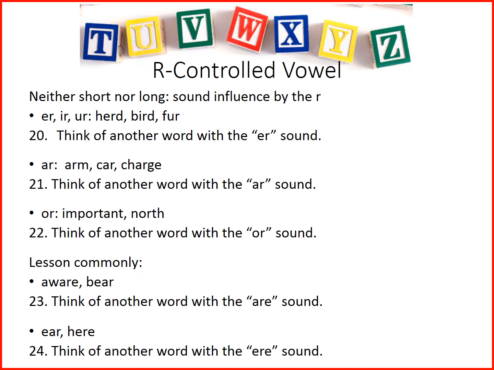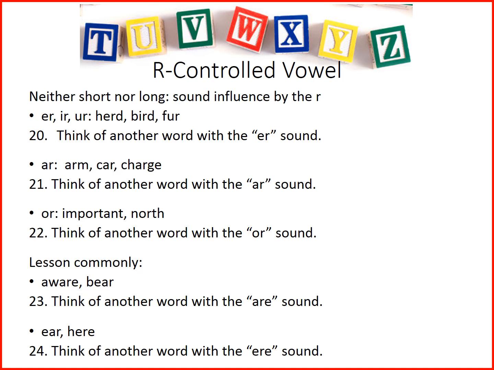Another R-controlled vowel is the AR, as in arm, car, charge. So for number 21, pause the video and think of another word that has the AR sound. Another R-controlled vowel is OR, as in important, north, or. So for number 22, pause the video and think of another word with the or sound.